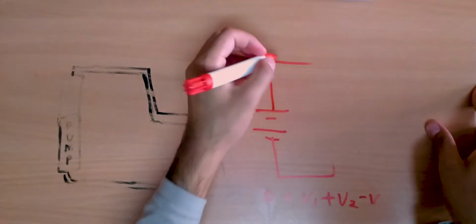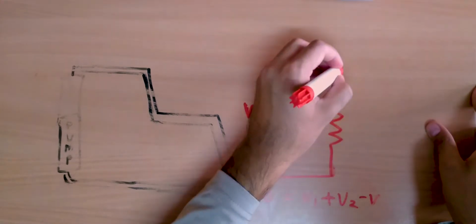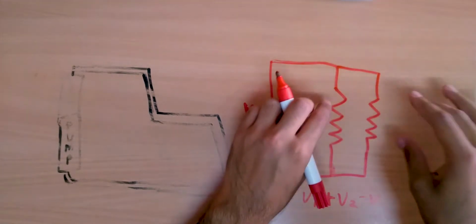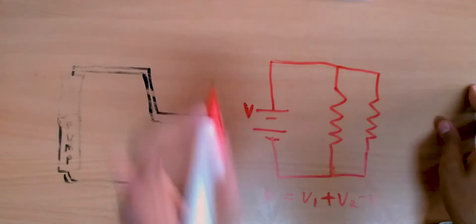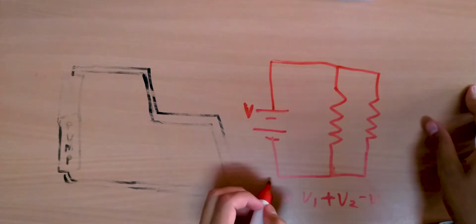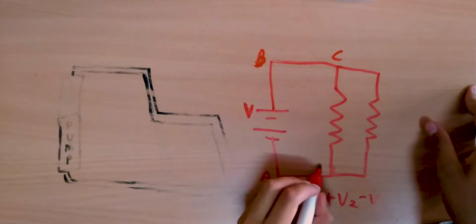Now it could be a simple loop like this one, or even if I have a parallel connection like this one of 2 resistors, and the resistances could be anything. But the main thing to notice here is that if we take any given loop, let's say I'm taking this loop here, I can just call that A, B, C, D.